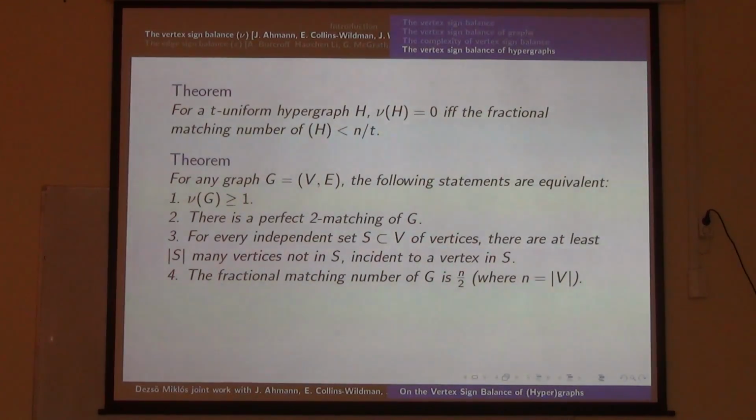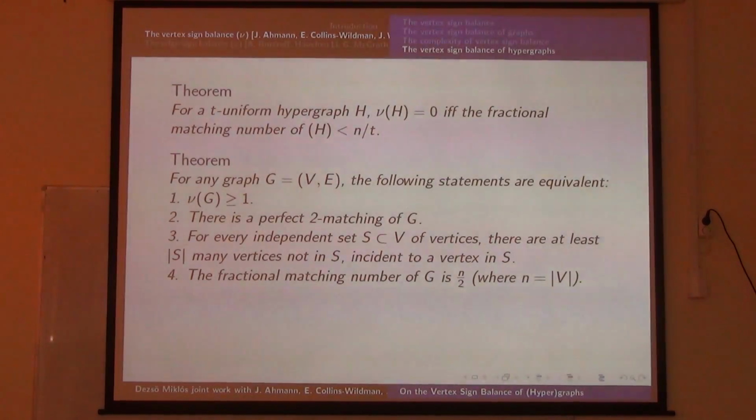I copied here at the bottom of this page the theorem which was stated about the graphs, and the top theorem is just basically the equivalence of statement number 1 and number 4 for t-uniform hypergraphs. So if you have a t-uniform hypergraph or k-uniform hypergraph, the fact whether the graph has a positive vertex sign balance can be decided exactly the same way as for the graph. You take the fractional matching number, and if the fractional matching number is as big as it can be, then the vertex sign balance is at least 1, otherwise it's 0.